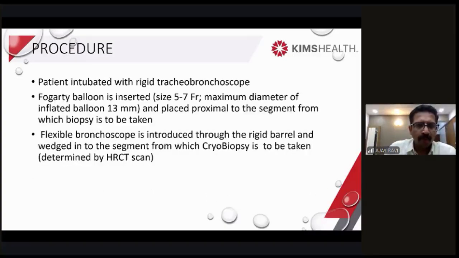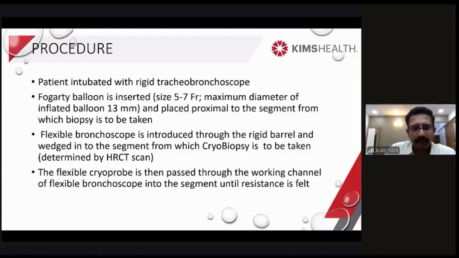So with the rigid bronchoscope, a Fogarty balloon of 4, 5, 6 or 7 French can be used. Then the flexible bronchoscope is introduced through the rigid barrel. The cryoprobe is then passed through the working channel of the flexible bronchoscope. The Fogarty is passed in parallel, outside the bronchoscope, parallel to the bronchoscope. It is not through the working channel.